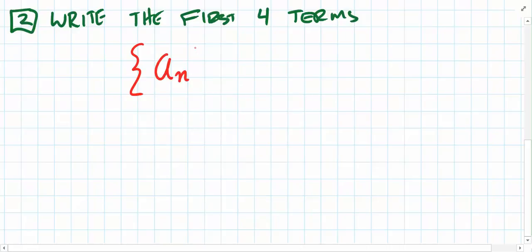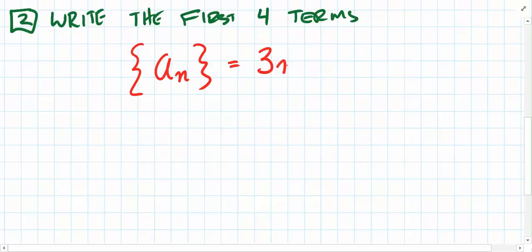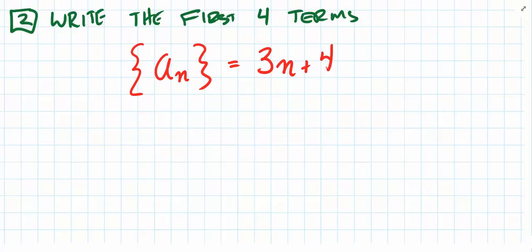And whenever you see these curly brackets, it's a clue to let you know that we're talking about a sequence. So we're going to define a sequence, A sub n, as being 3n plus 4. And the directions are asking us to write out the first 4 terms as defined by A sub n equals 3n plus 4.